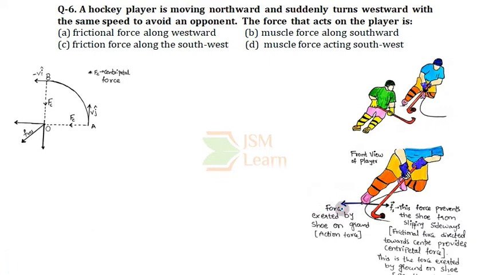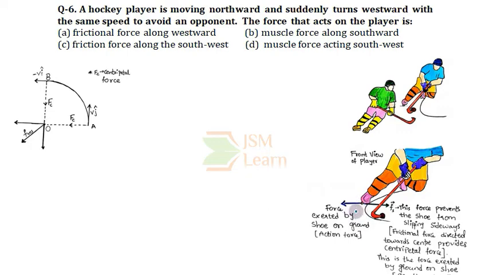So this is our action force, and this is our reaction force. According to Newton's third law, every action has a reaction, and both forces are equal in magnitude and opposite in direction. Also, the two forces, action and reaction, act on different bodies. As the action force is exerted by the shoes on the ground, the ground will also exert the same amount of force on the shoes.